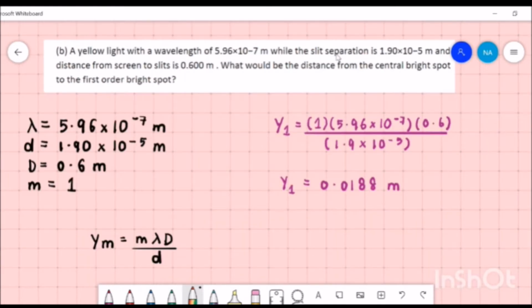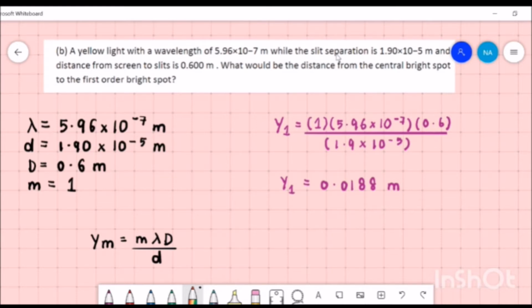Question 8b. A yellow light with a wavelength of 5.96 times 10 to the power of negative 7 meter, while the slit separation is 1.9 times 10 to the power of negative 5 meter, and the distance from screen to slits is 0.6 meter. What would be the distance from the central bright to the first order bright spot?